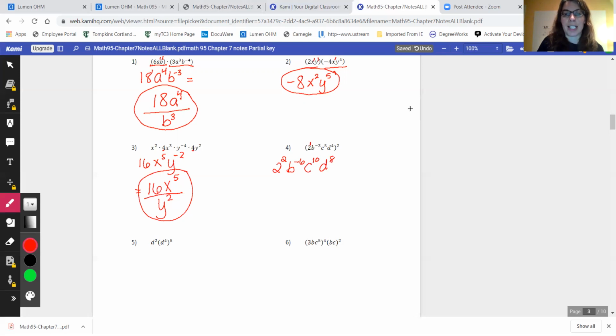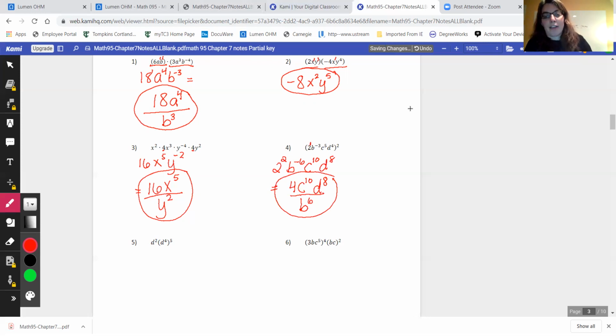Just be careful because a lot of times I'll have people that understand this rule, but just kind of get off track, and somewhere in the middle here, they'll start adding by mistake instead of multiplying. So just make sure you're multiplying all of those. Again, we want to make our answer have only positive exponents. We can either leave this as 2 squared, or because it's a small number, we could just make it 4. It's a positive exponent. B to the negative 6th is going to move down here to be b to the 6th. C to the 10th, d to the 8th stays up here.